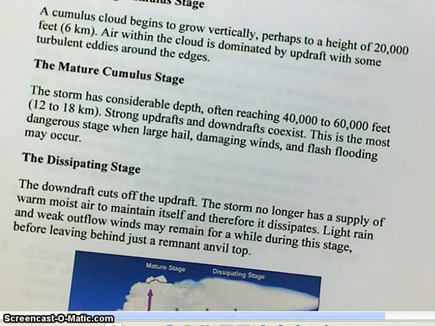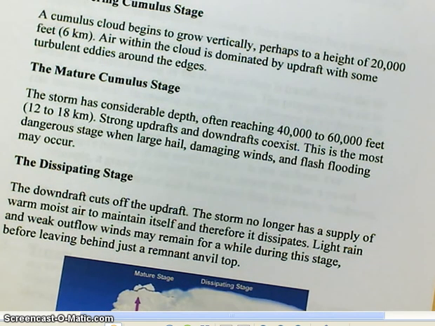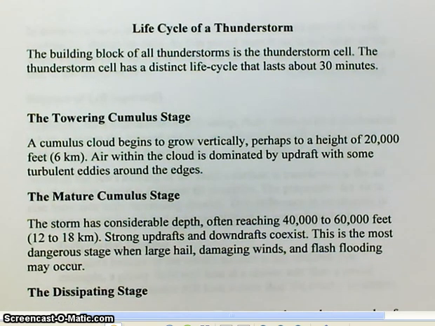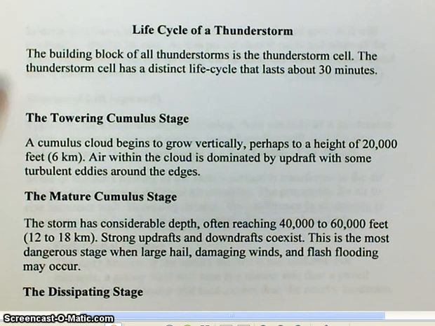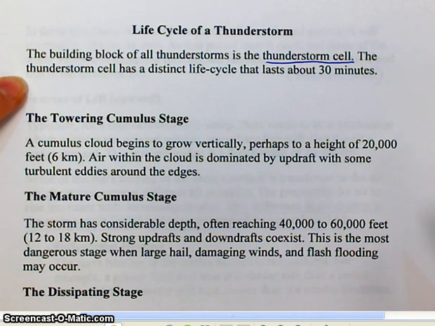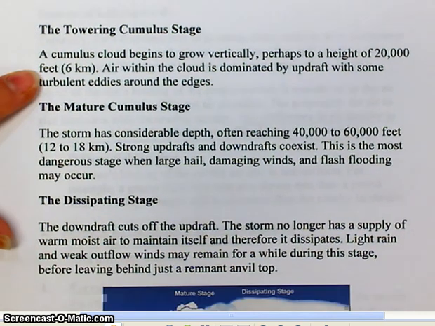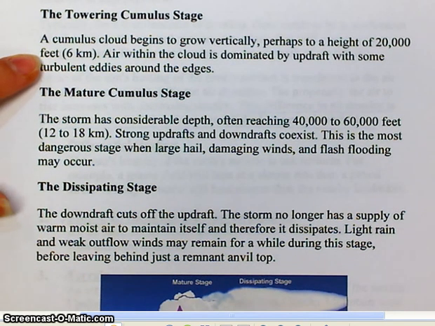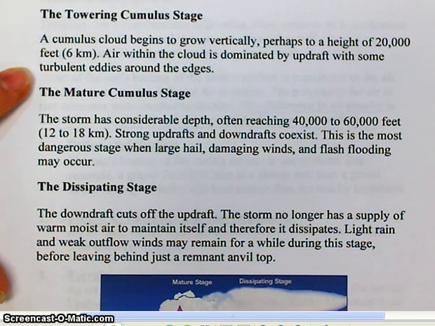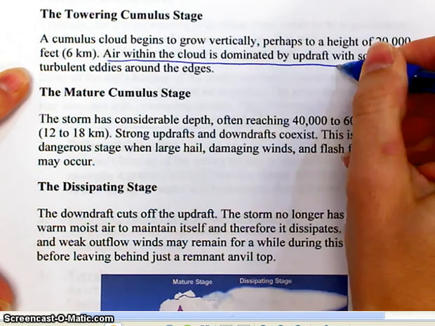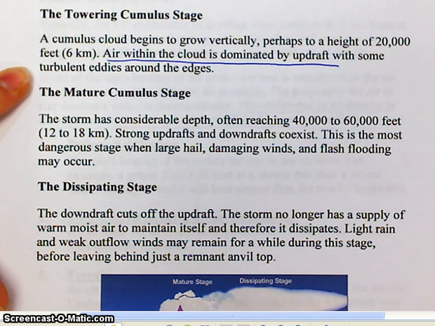All right. We're going to start talking about the life cycle of a thunderstorm. The building block of all thunderstorms is the thunderstorm cell, these big cumulonimbus clouds. Cumulo kind of means towering, nimbus means rain. The thunderstorm cell has a distinct life cycle that lasts about 30 minutes. You have the towering cumulus stage, where the cumulus cloud begins to grow vertically, meaning it gets taller and taller. And air within that cloud is dominated by updrafts. Updrafts meaning strong winds that are going up.